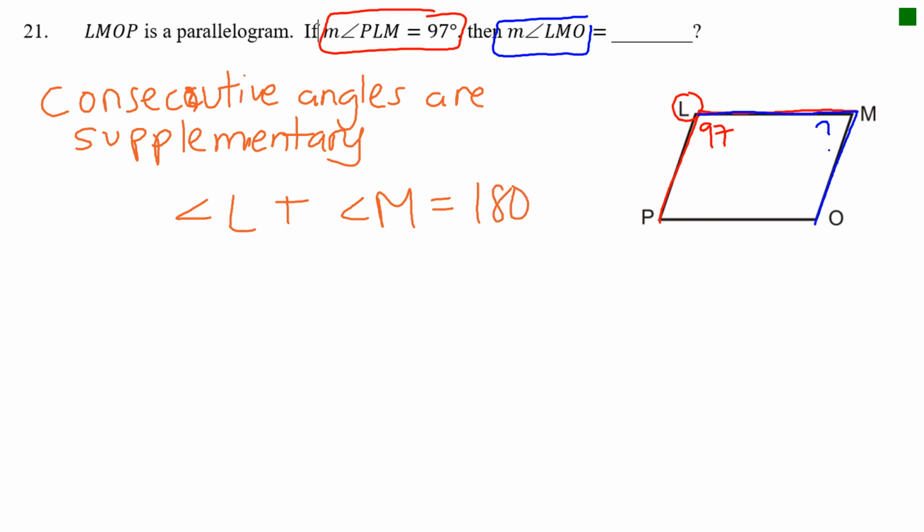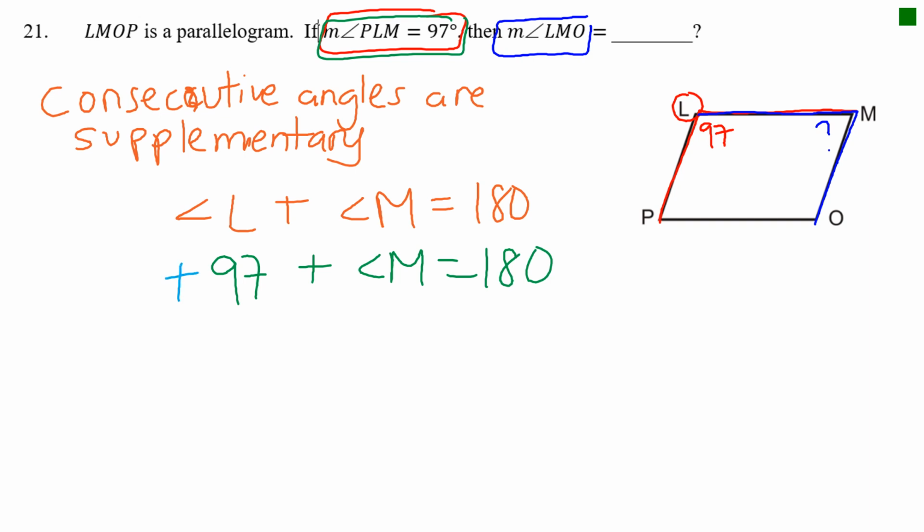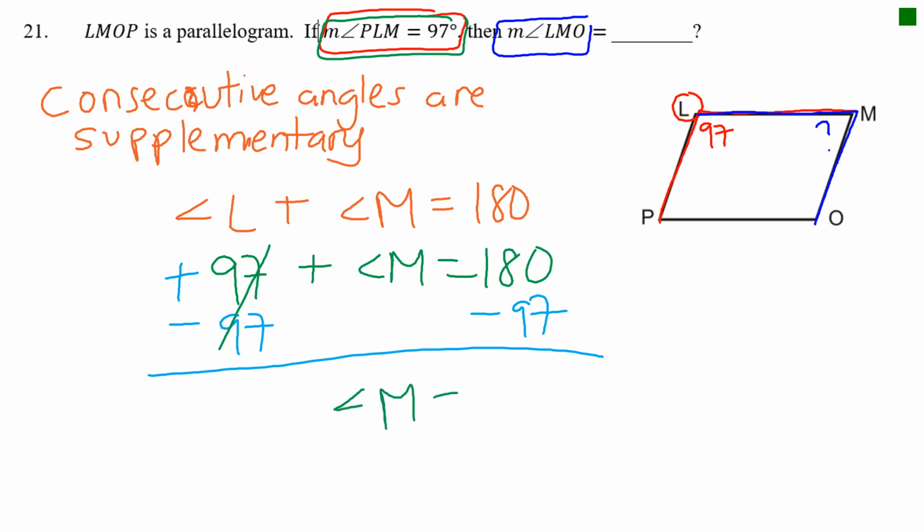Now, the nice thing about this is we already know what angle L is because they gave it to us. They told us it was 97 degrees, plus angle M is equal to 180. So if I want to figure out angle M, all I need to do to both sides is get rid of this positive 97, and the opposite would be to subtract 97 from both sides. Okay. So on my left, this will cancel out. You can bring down angle M equals, and then 180 minus 97.